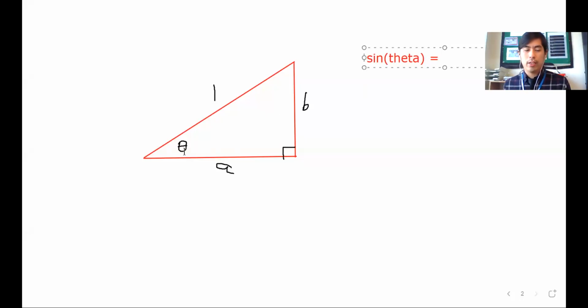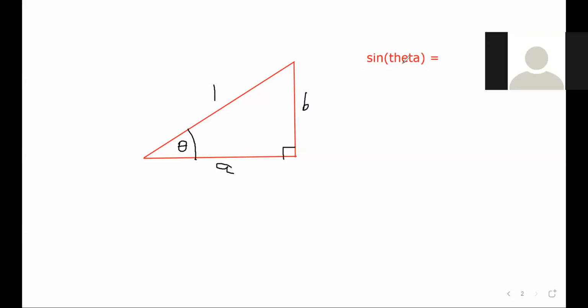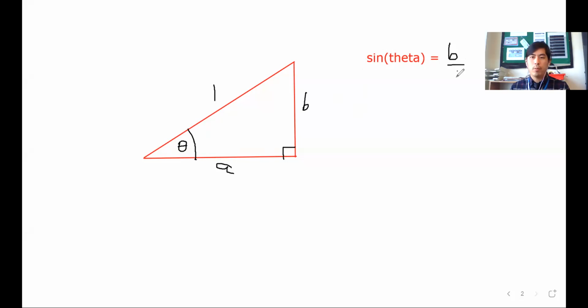I have a triangle here. Theta is in the corner. All right, I've labeled the sides A, B, 1. What would sine of theta be? Is it B divided by 1? Yes, very good. B divided by 1.